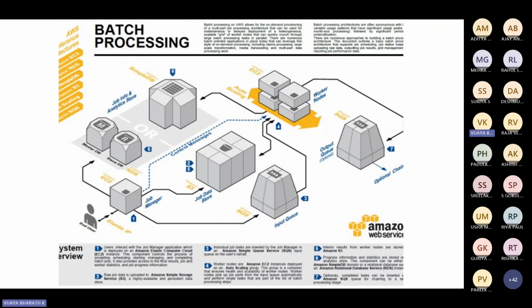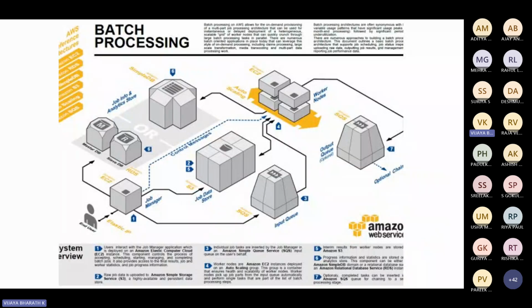And next is batch processing. How you share a lot of jobs in terms of batches, and you can use queues so that data will be transferred in those queues and processed in batches. There you'll have a job manager, a job data store where all your jobs are stored, and worker nodes where the actual processing is happening.